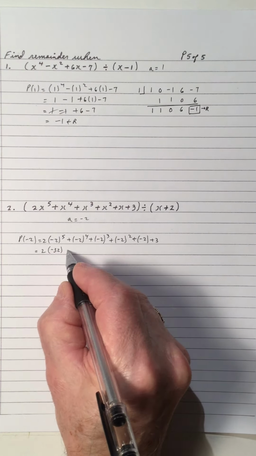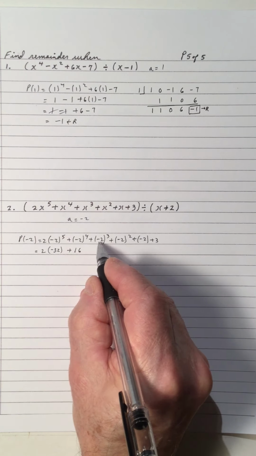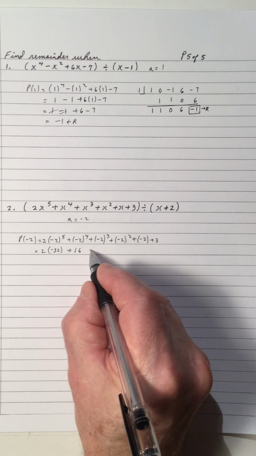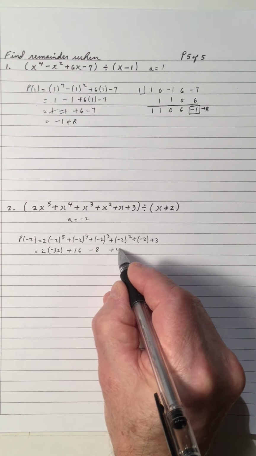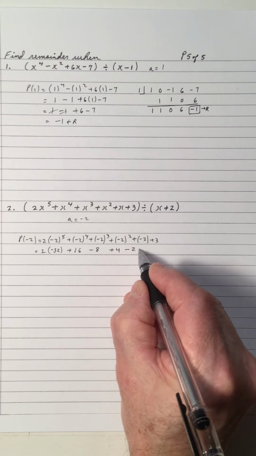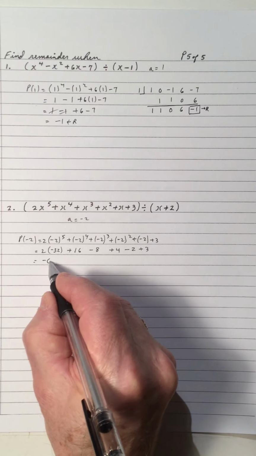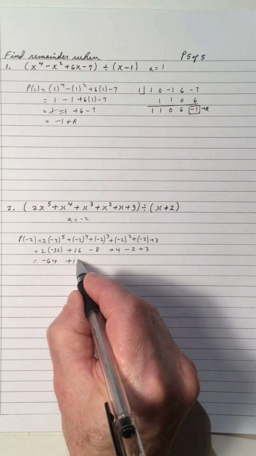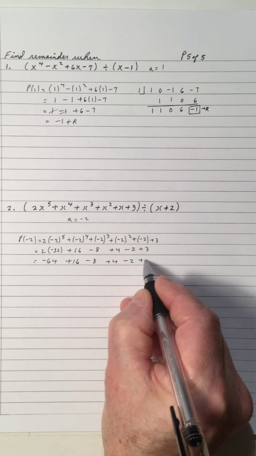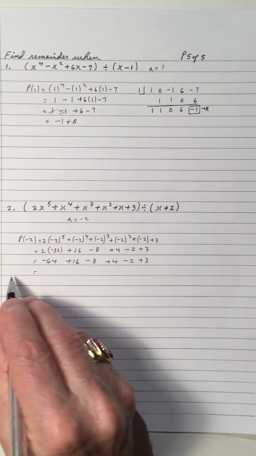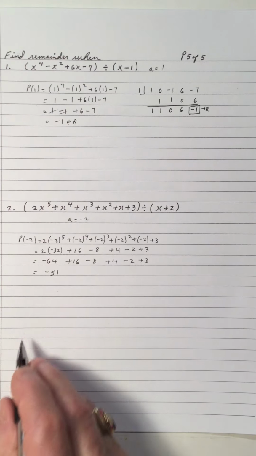And negative 2 to the 4th power is positive 16. Negative 2 cubed is negative 8. Negative 2 squared is 4. Negative 2 plus 3. Now I have to multiply to get a negative 64. And I got 16, 8. There it is. And when I add all that up, I will get a negative 51.